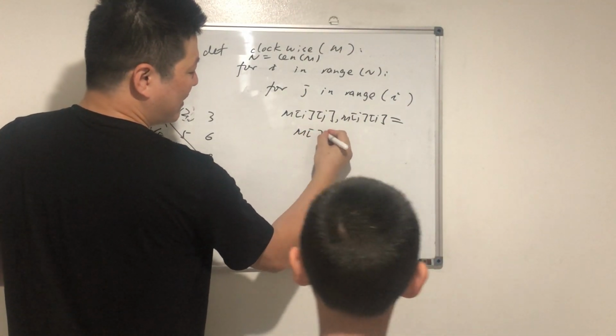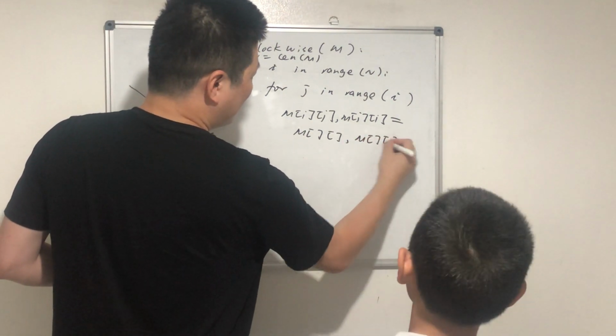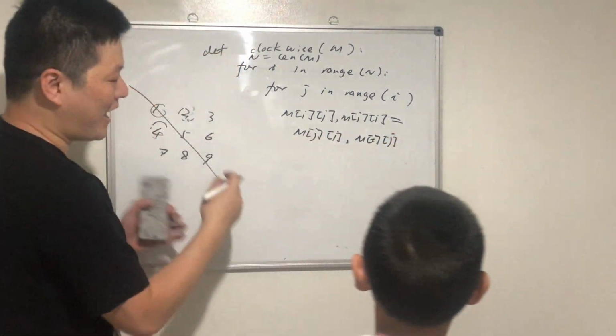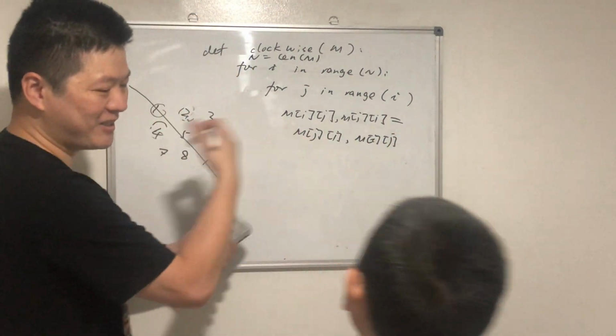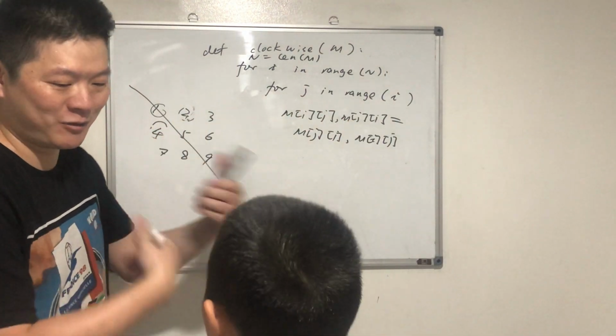MIJ, MJI equals MJI. And that MIJ. Well done. This is swapping. AB equals BA, yeah? I want to swap two values. Eric, Ryan equals Ryan, Eric. Eric and Ryan will swap.